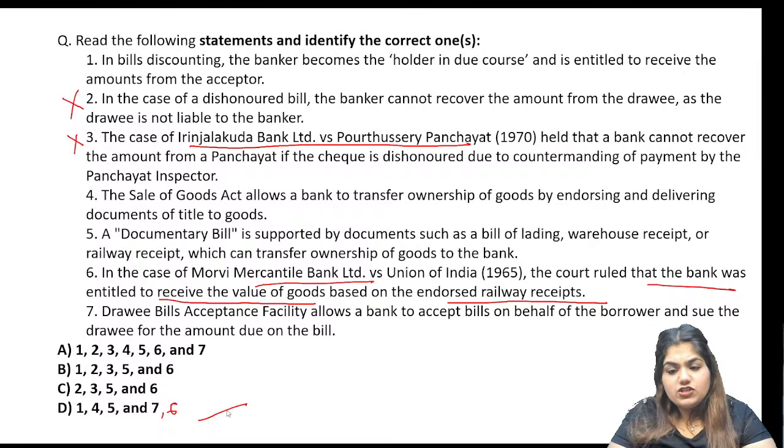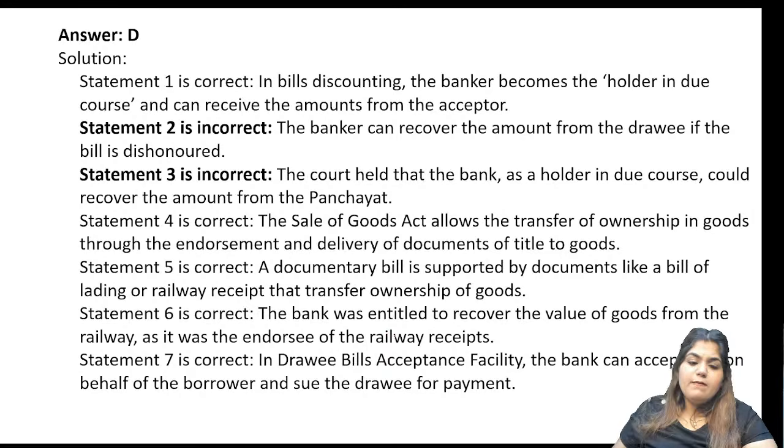Let's make a correction here. D is the correct answer. In this case, the same thing was held. The bank was entitled to recover the value from the railway as it is endorsee of the railway receipt.